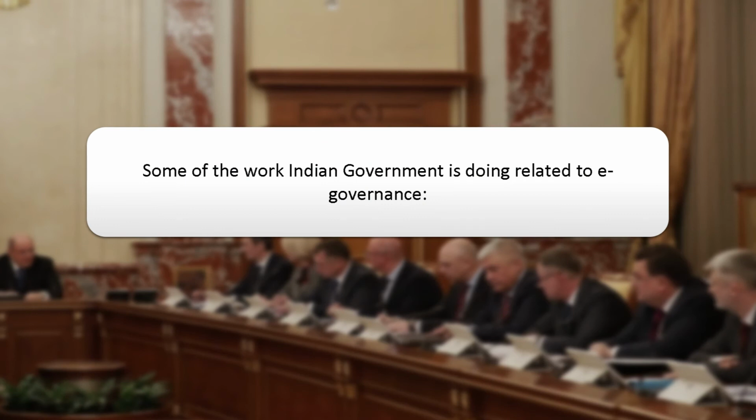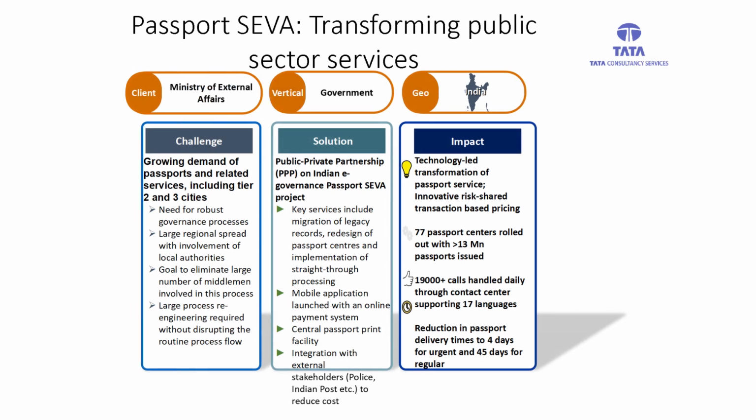And if you go more into the depth of this electronic governance, you find out that a lot of initiatives are coming from the government of this country, or Indian government, we used to say. And you find out that ease of doing is coming, and there are certain examples like the Passport Seva, which can transform the public sector services, and there were certain challenges with the Ministry of External Affairs.